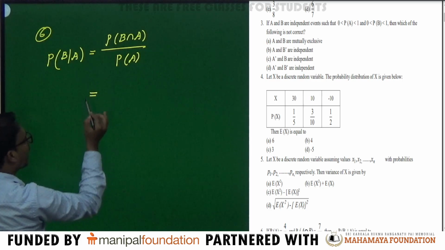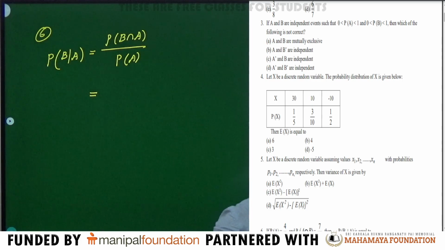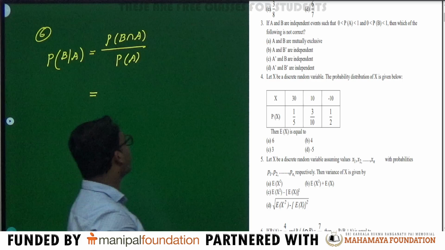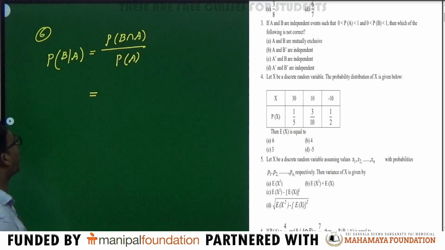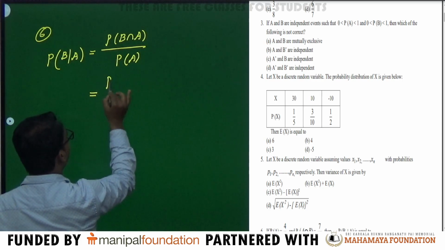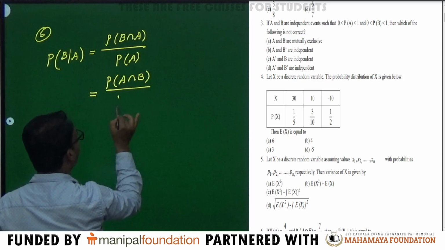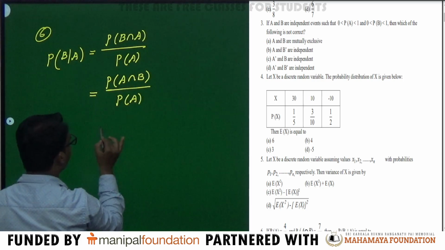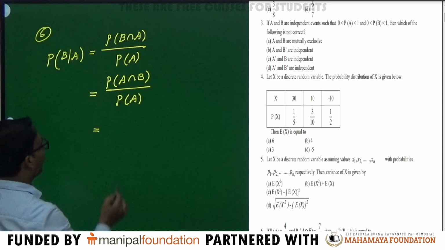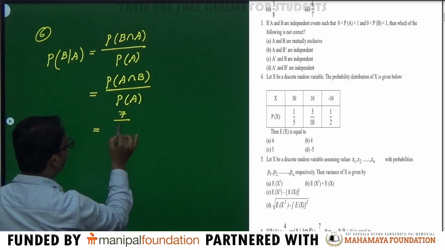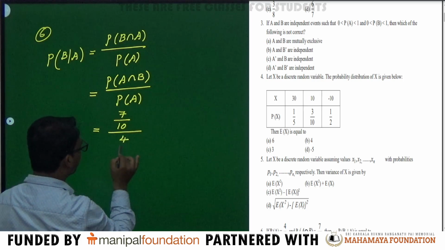We know that intersection is commutative. That means A intersection B is always equal to B intersection A. Therefore, in place of probability of B intersection A, we can write probability of A intersection B upon probability of A. The probability of A intersection B is given as 7 by 10 and probability of A is 4 by 5.